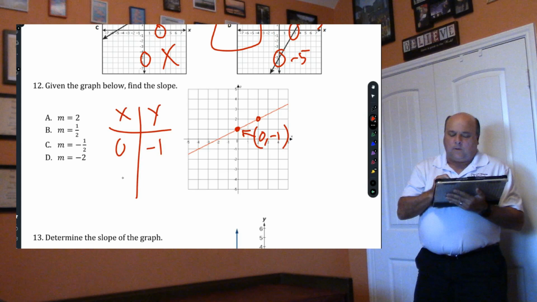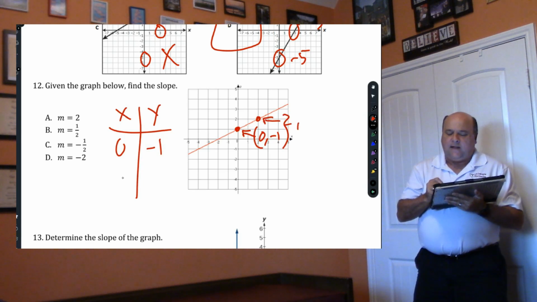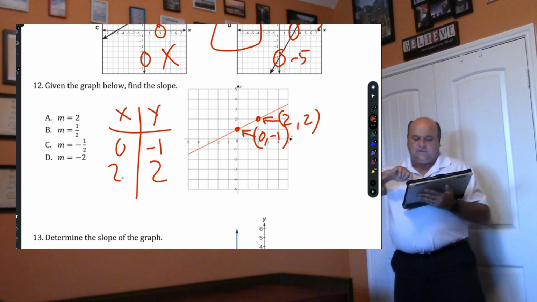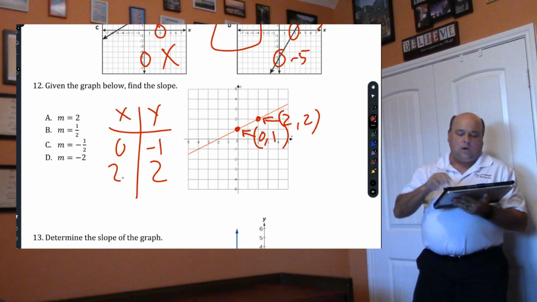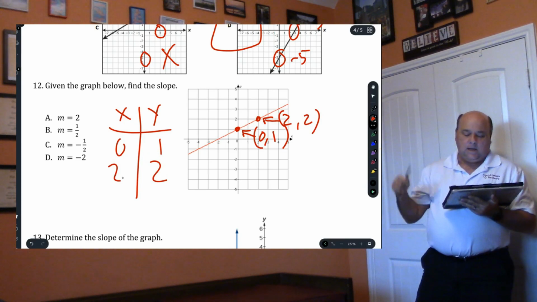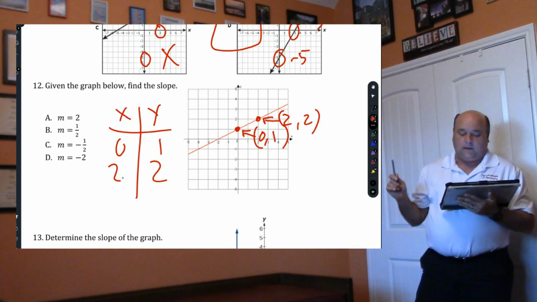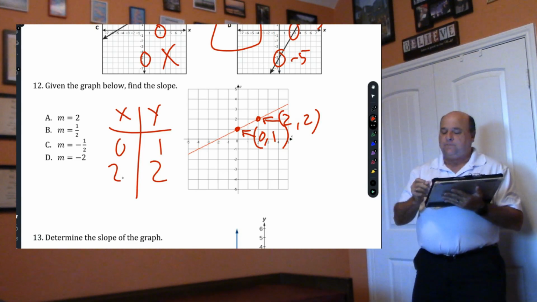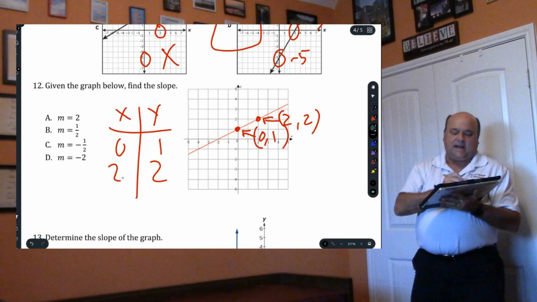And then the next ordered pair I could get is right here. That is 2, 2. So notice this is 0, positive 1. So 0, 1 for our first point and 2, 2 for our second point. Now then, I don't see any negatives on this. I'm going to do this by hand. We could put this in the calculator.